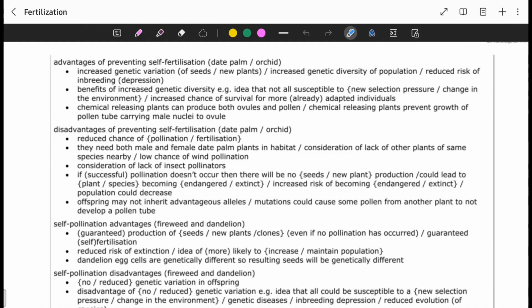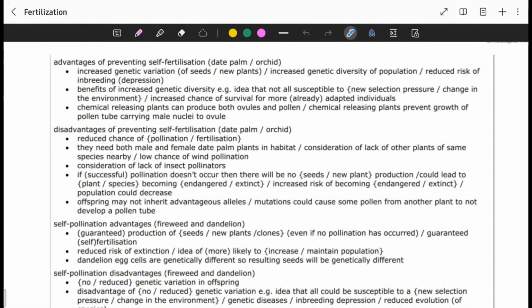Now the disadvantages of preventing self-fertilization. So that was the advantage, and the disadvantage is that there'll be a reduced chance of pollination or fertilization, because let's say one plant is not found a lot. Like let's say 1 million, one plant, it's very rare, so it's not really found. And if it cannot self-fertilize, it has to look for another plant of the same species. And if it's very far away, by wind pollination or insect pollination or whatever it is, it's going to be really hard for that to reproduce, right? So that's why it reduces the chance of pollination or fertilization.